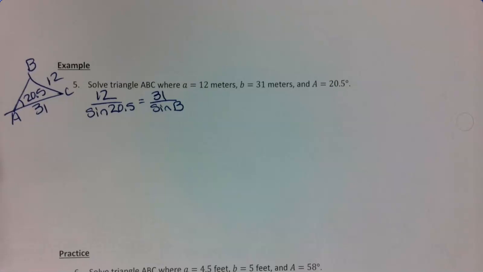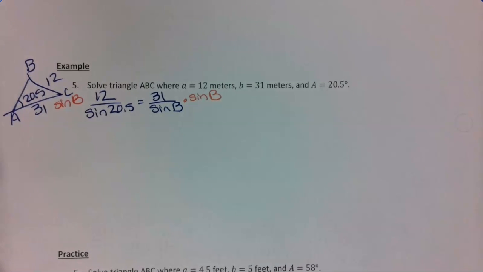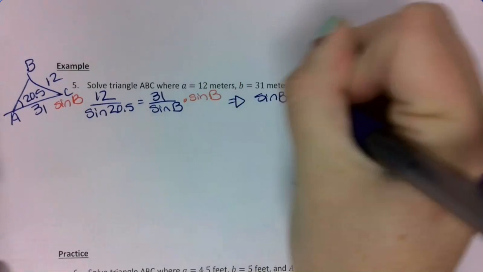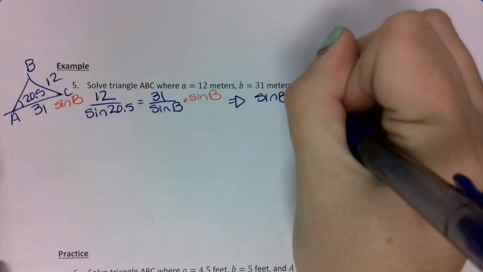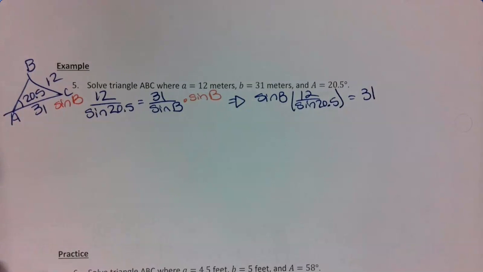So then, just like yesterday, I want to get that sine B out of my denominator. Okay, so if I rewrite this, I have sine B times 12 over sine of 20.5 equals 31. What was the next step?